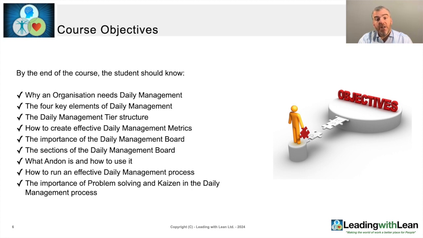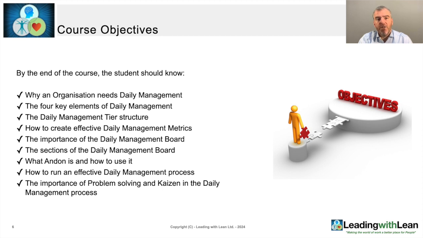And then how to run an effective daily management process. How do we make sure that it's not just tools and boards and systems in place, that the human element of it, how do we actually make it something that's really about enabling people? And then finally, the importance of problem solving and Kaizen in the daily management process.